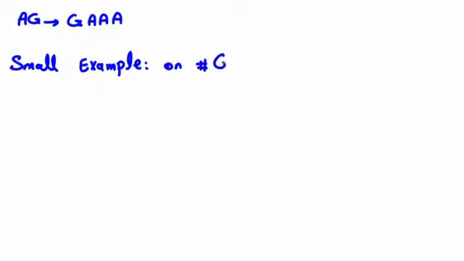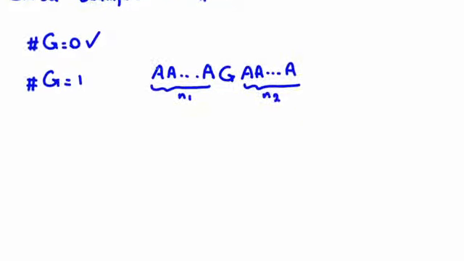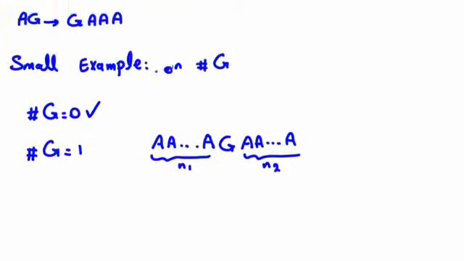Okay, number of G's. So if number of G equals 0, it's obvious that you can't do anything. If number of G is equal to 1, it means you have one G. Suppose you have some number of A's before G and some number of A's after G. Suppose here you have N1, here you have N2. Look, these N2 A's are useless. Why? Because you can only change AG to G, three A's.